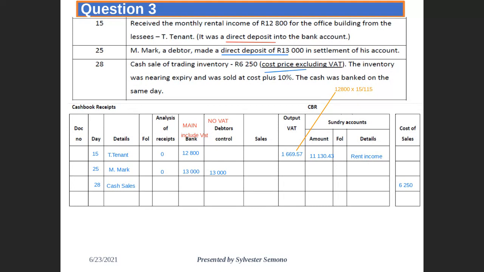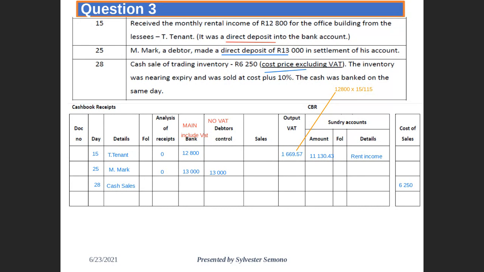Meaning now we must calculate sales because normally they give us sales. Can you see now? So let's calculate sales by using this cost of sales. But be careful here. Remember, only started they give us the markup. But they said the inventory was nearing expiry and they were sold at a cost plus 10%. In other words, the markup has changed now. The markup is 10% on cost. So please tell me how much will be the sales.